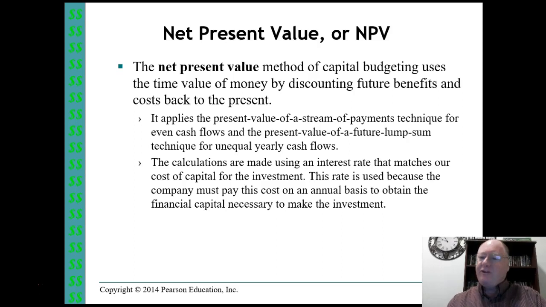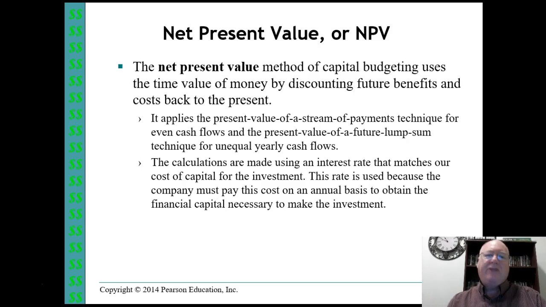Method number 2 starts to get a little more technical. This is the net present value, or NPV method. This again is a method of capital budgeting using the time value of money by discounting what those future benefits are and what the future costs are going to be, and discounting them back to the present.